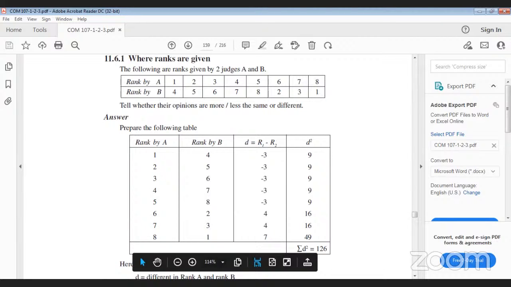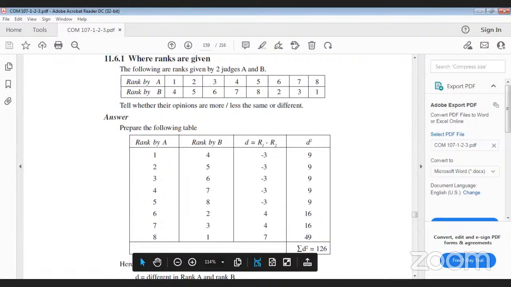Now we have to find the difference between these ranks, rank 1 and rank 2. First difference, 1 minus 4. We cannot subtract 4 from 1, so we subtract 1 from 4, and the sign of the bigger number, 4, is minus. So the sign of the bigger number should be given to this difference, and it must be minus 3 here.